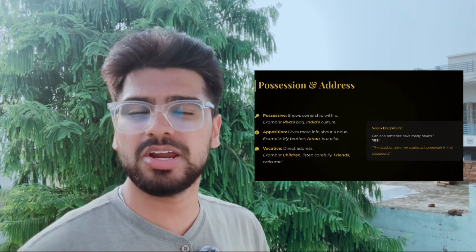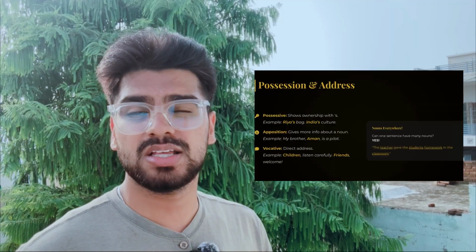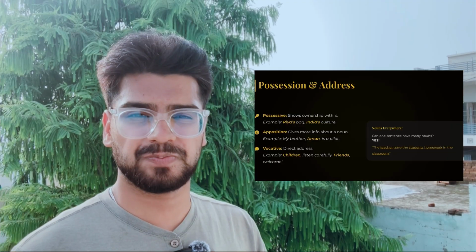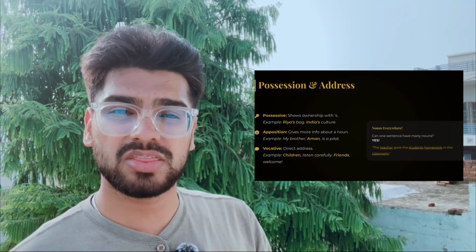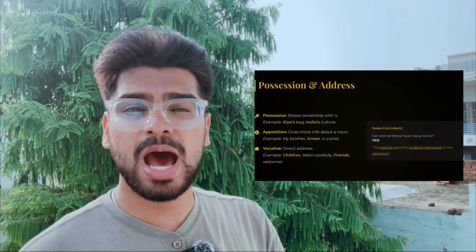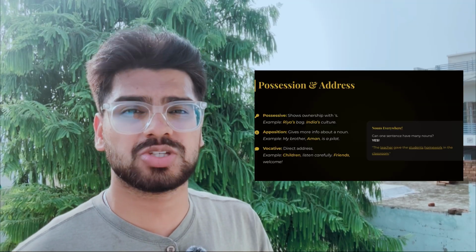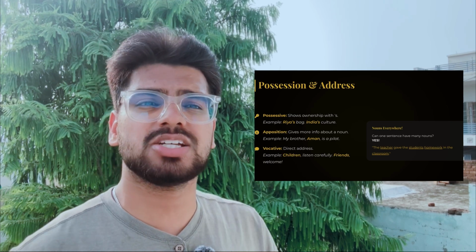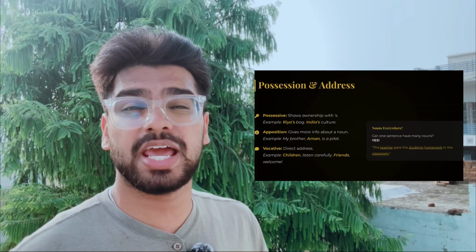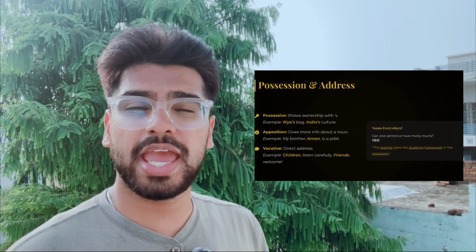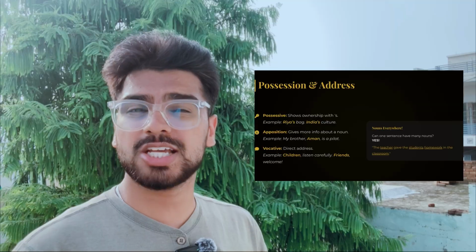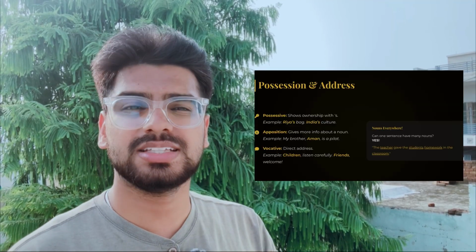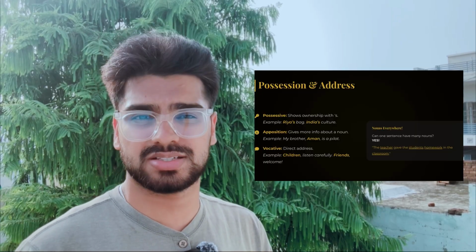Possessive noun. Ria's bag, Kabir's notebook, the dog's tail, India's culture. The apostrophe shows ownership. Apposition. My brother Aman is a pilot. Aman gives more information about the subject. Another example. The city of Paris attracts millions. Paris explains which city. Vocative noun. Rahul, please come here. Children, listen carefully. Friends, welcome. The noun is used for direct address.